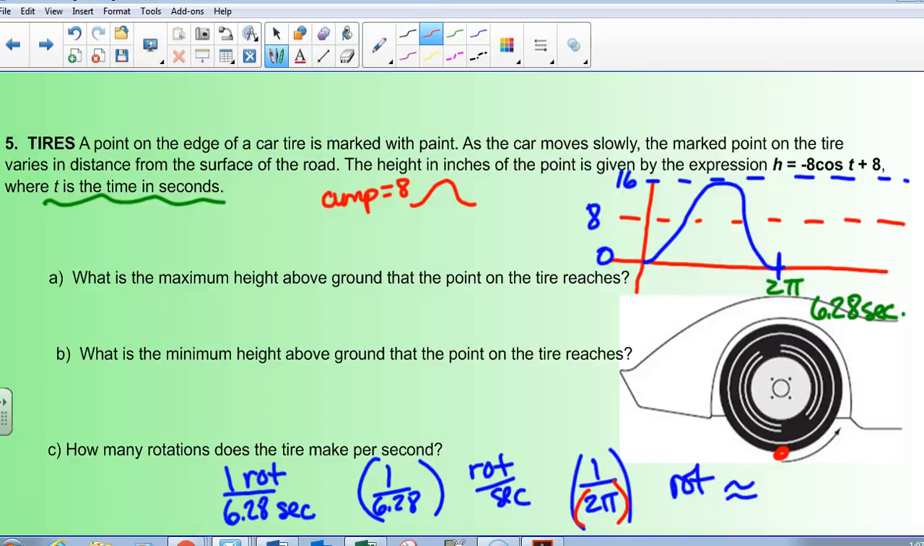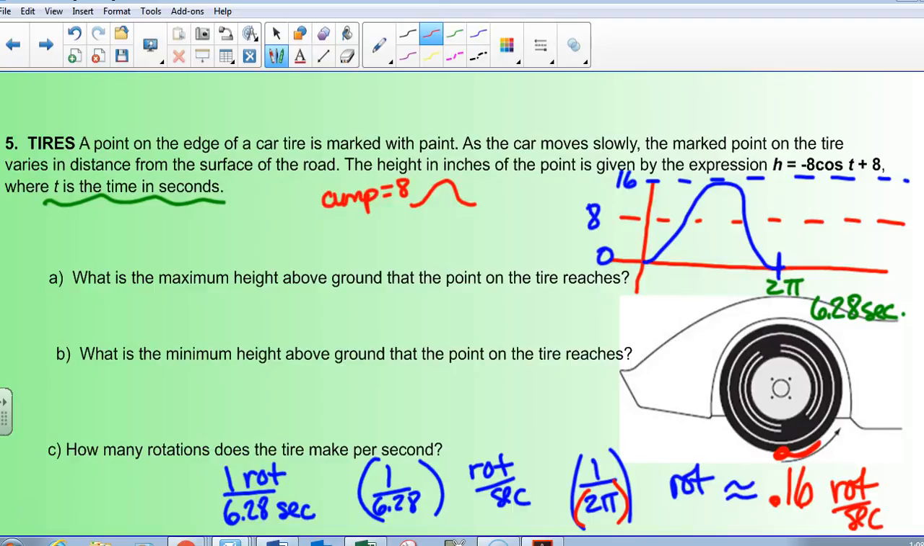Might get an answer? I got 0.159. Yeah, okay. So roughly 0.16 if I round. Rotations per second. So what that's saying is in a second, it goes this far around. This part of a rotation. All right.